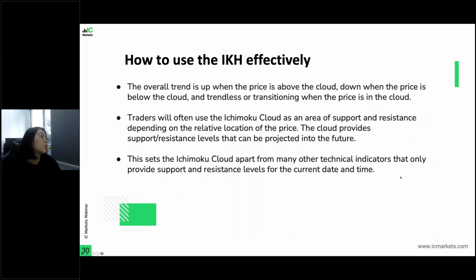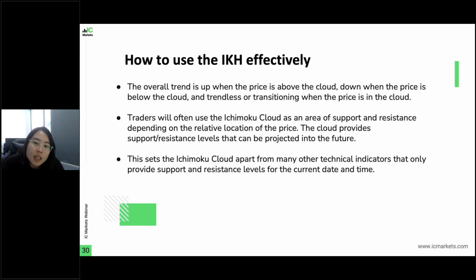Okay, so how do you use the Ichimoku cloud effectively? The overall trend is up when the price is above the cloud, down when price is below the cloud. We already went through this, and transitioning when the price is in the cloud. So traders will often use the Ichimoku cloud as an area of support and resistance depending on the relative location of the price. The cloud provides support and resistance levels that can be projected into the future. This sets the Ichimoku cloud apart from many other technical indicators that only provide support and resistance levels for the current date and time.